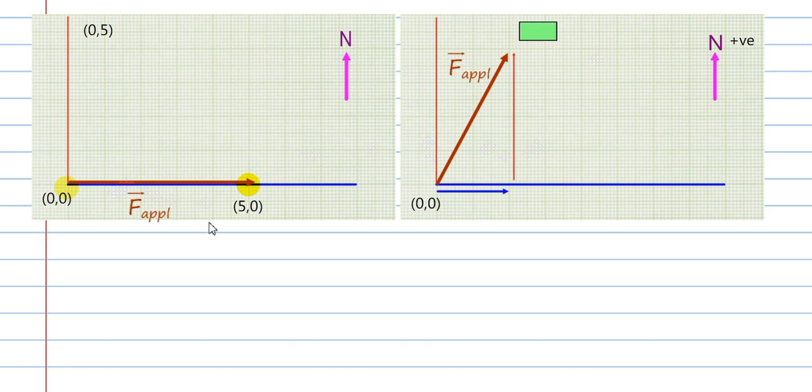So take a moment to compare these two situations. This vector, which represents an applied force of 5 units, or 5 newtons perhaps, to the east, and this vector, which also represents an applied force. How are these two vectors different? How are they the same?